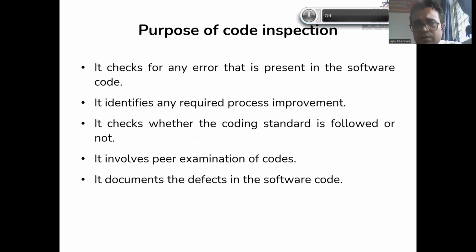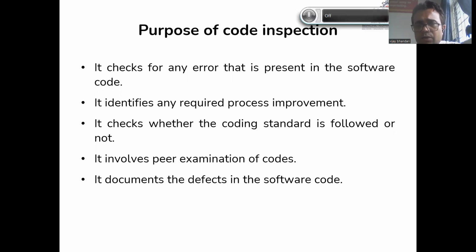What is the purpose of code inspection? First, it checks for any error that is present in the software code. Second, it identifies any required process improvement. Third, it checks whether the coding standard is followed or not. Fourth, it involves peer examination of code. Fifth, it documents the defects in the software code.